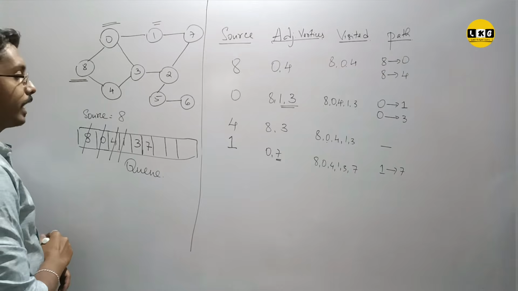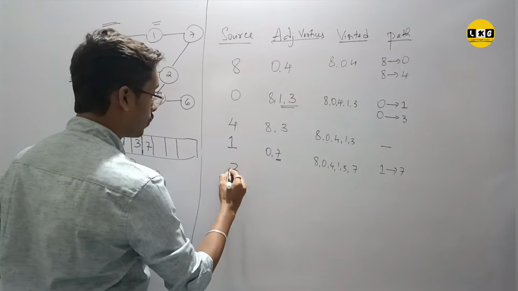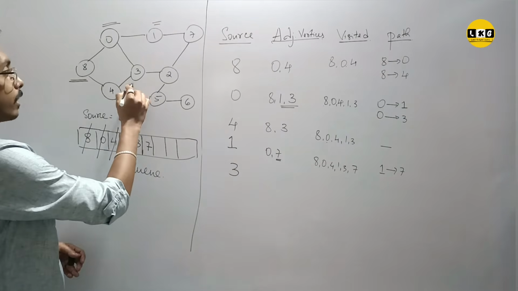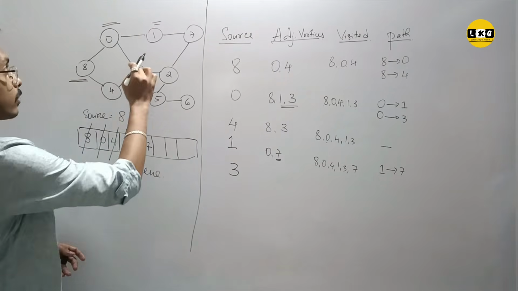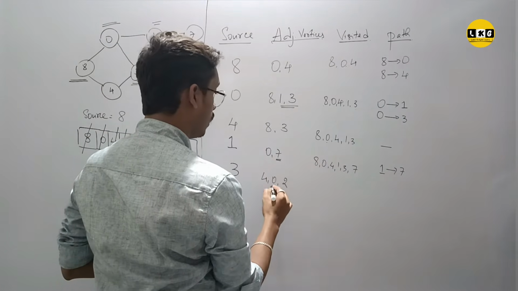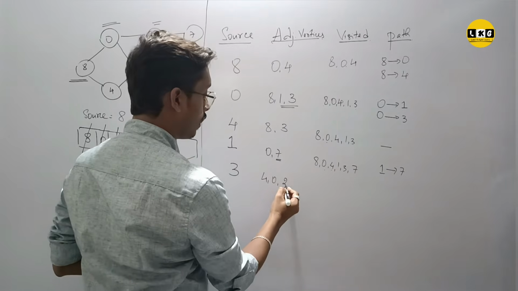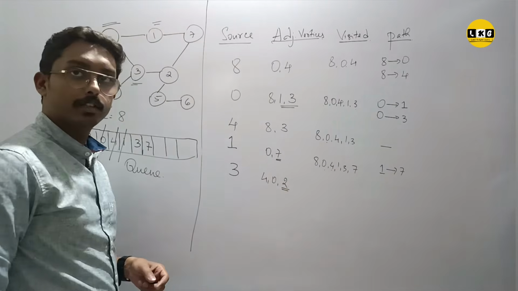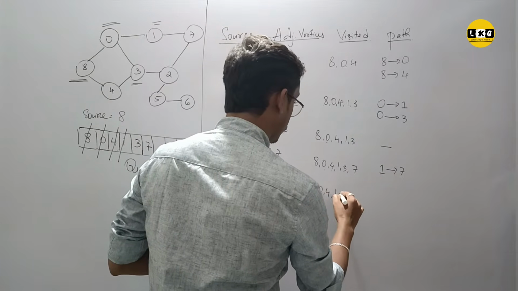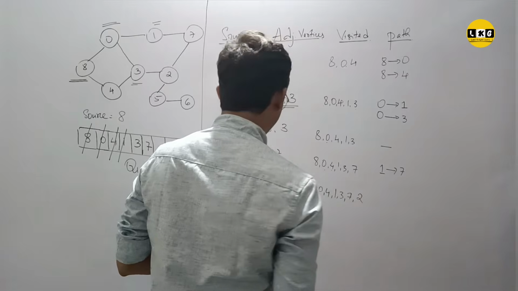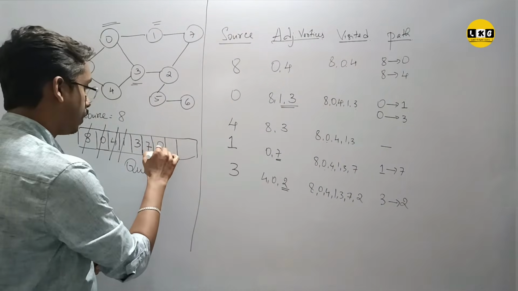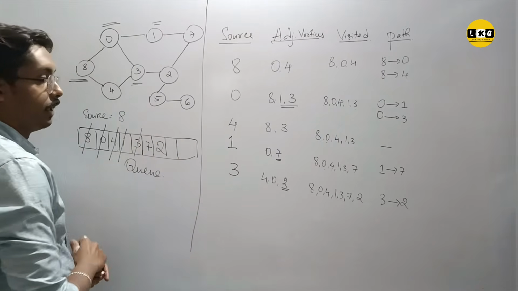Which is the next top of the queue? The top of the queue is 3. Correct? We come here. What are the adjacents of 3? 4, 0 and then 2. Out of which 4 and 0 are already visited. What is the new node that we are visiting? 2. So this will be 8, 0, 4, 1, 3, 7 and then 2. From 3 to 2 we are visiting. And this 2 will be added to the queue here, and 3 will be deleted.